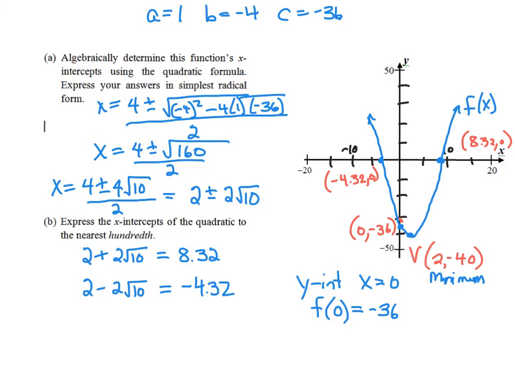So we can see that we can come up with a very accurate sketch of this graph, and we found the roots or the x-intercepts using the quadratic formula. So this was a really good use of our quadratic formula, and then going ahead and finding the decimal approximation for each of those roots.